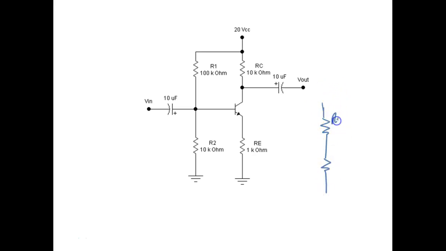So here's R1, here's R2. And right now I'm going to ignore the transistor. And then I'm going to have RC. And then I'm going to have the transistor, which is going to be one of these. And I'm going to come over here and I'm going to have RE. Y'all follow this so far?